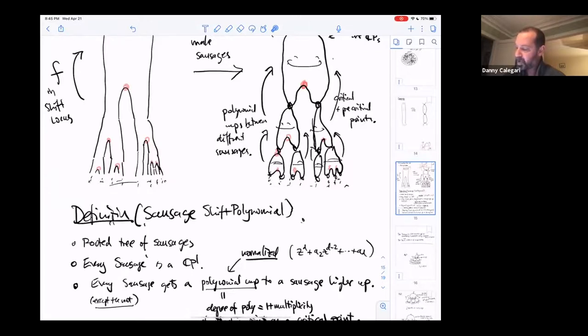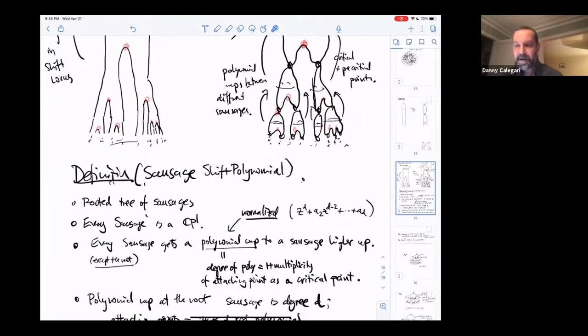and their pre-images, but the genuine critical points that happen to lie in the interior of the sausages, not at these special marked points, those you actually count. And in order to be a sausage polynomial, a shift polynomial, we have to have exactly D minus one critical points counted with multiplicity, genuine critical points, added up over all of these sausages. So all the critical points that are not at nodes, you count them up with multiplicity, you should get D minus one.